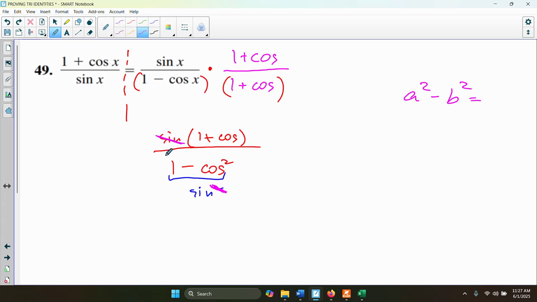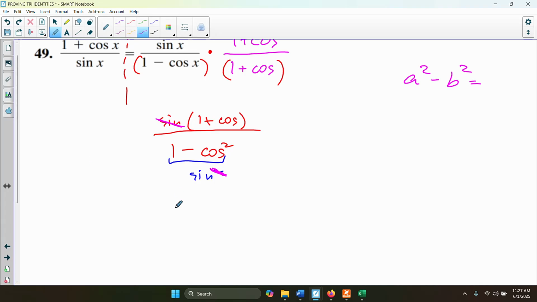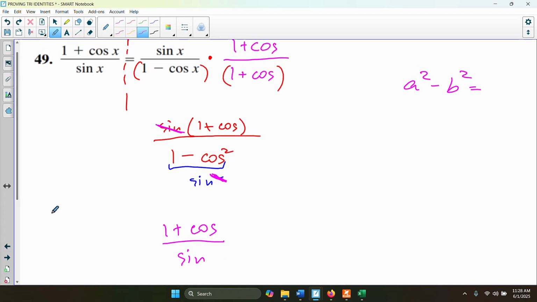Do you see that? Okay, pause and think. So after I cancel, I'm going to have 1 plus cosine divided by what? Well, there was sine squared. The square I canceled away, and this is sine. And look at that, I'm there. Isn't that exactly what the other side is?